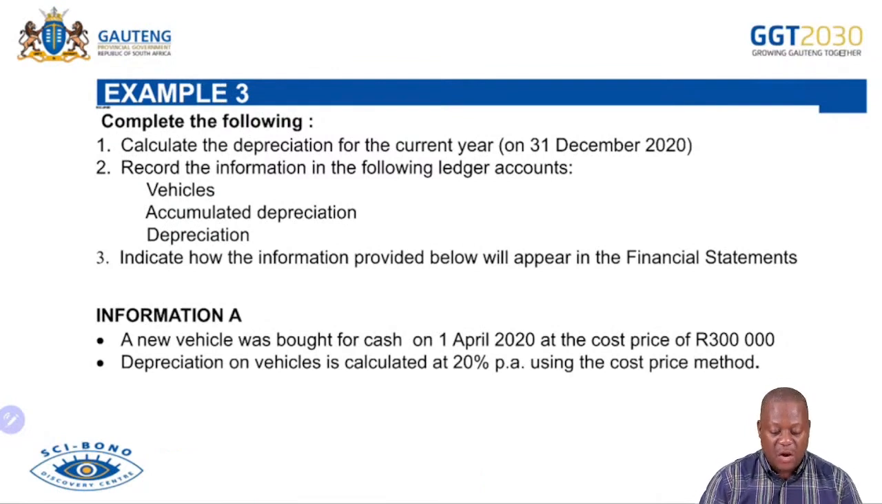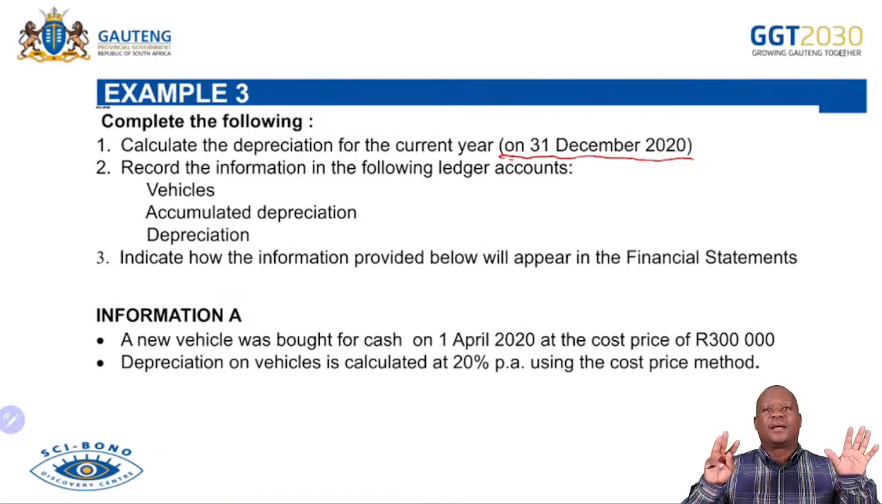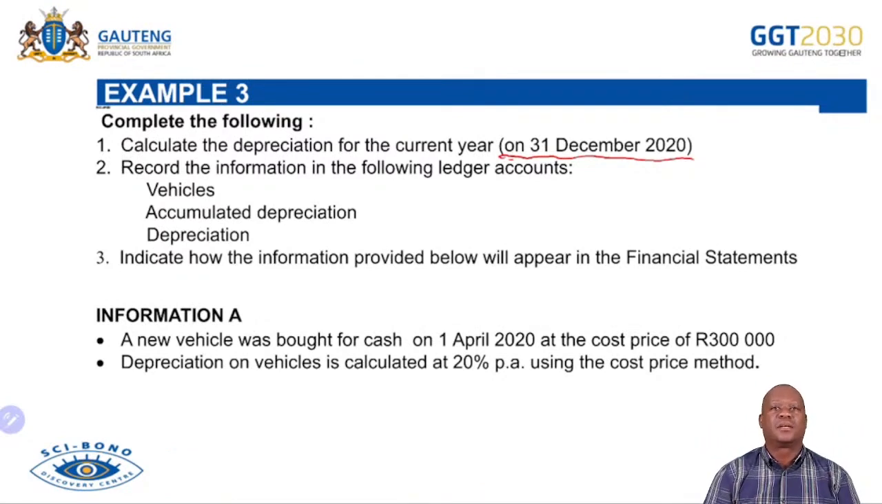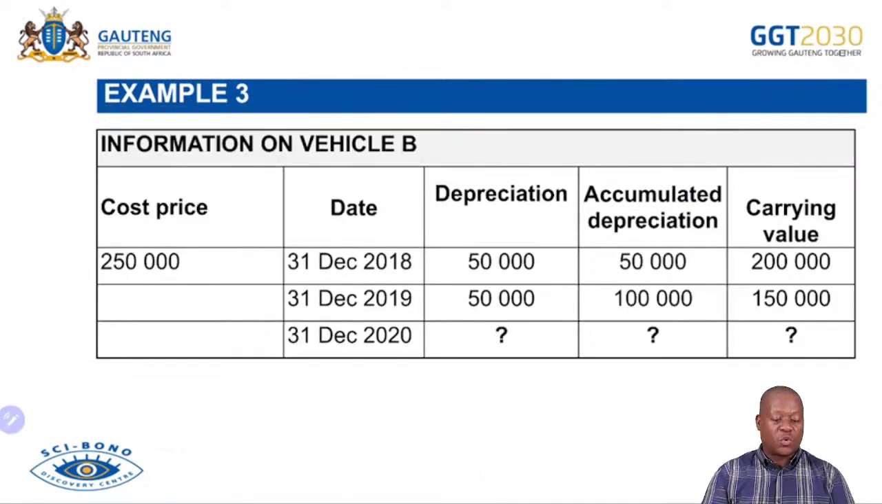So how do we go about calculating depreciation here? It was bought on 1 April, but our year is not starting on 1 April. Our year started on 1 January because it is ending on 31 December. So we need to know how many months there are from April to December. April, May, June, July, August, September, October, November, and December. It gives me 9 months. So it is going to be calculated for 9 months. So let's see how we are going to go about it.